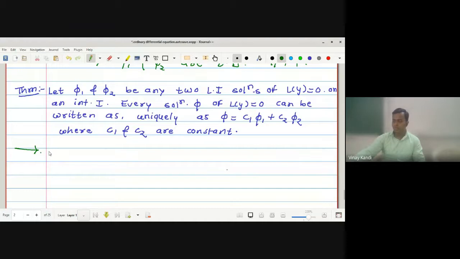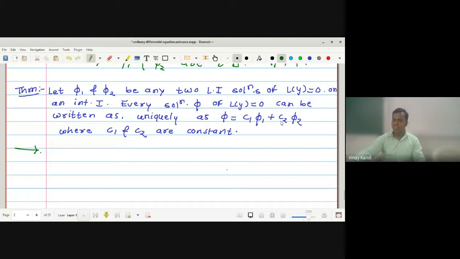Okay. If phi1 and phi2 are any two linearly independent solutions of L of y, then their linear combination is also a solution, and this solution is unique. Okay, the unique solution of L of y. Unique means what? That there exist C1 and C2, both constants, which are unique.